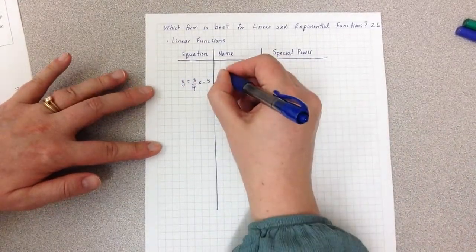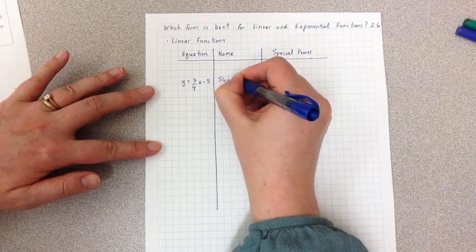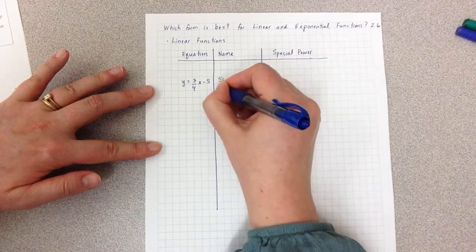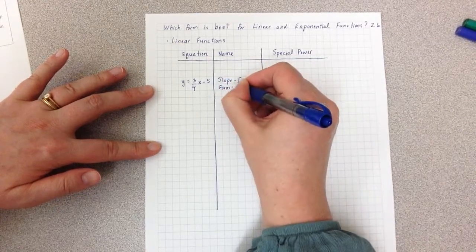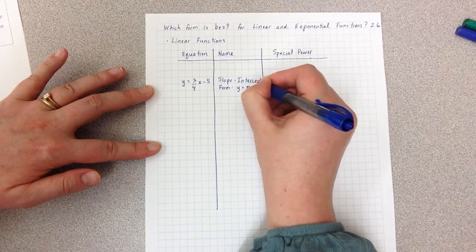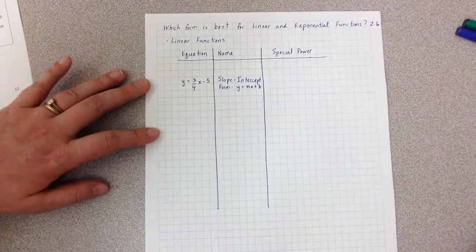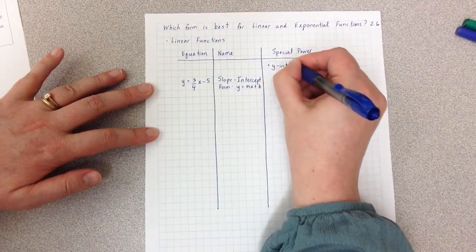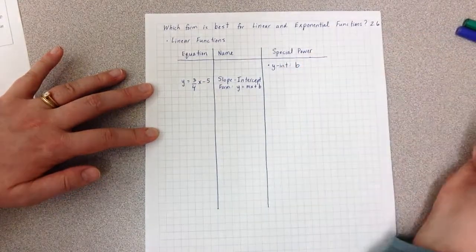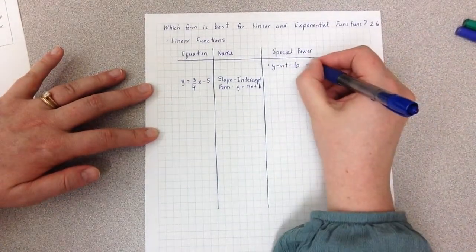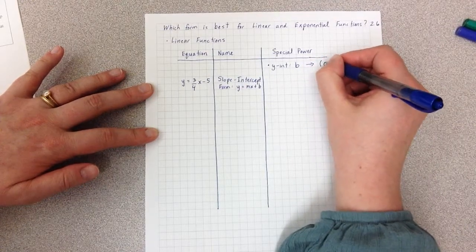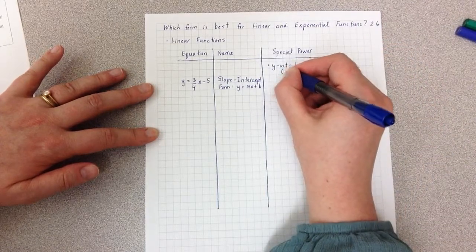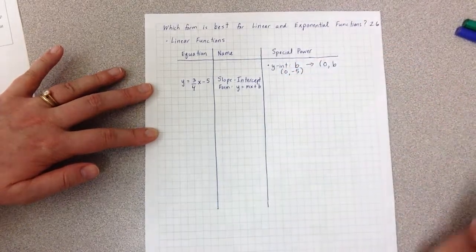The name for this type of equation is slope-intercept form, which we often see as y equals mx plus b. The special power that this equation has is that it gives us the y-intercept, which is the letter b, which we write as the point (0, b). In our example here, that would mean we'd have the point (0, -5).